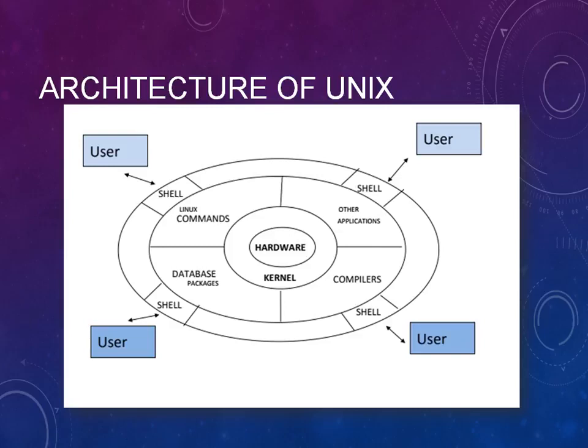So this is the entire architecture of Unix in a very simple way, easy to understand: the user, shell, applications level, hardware level, and the kernel level.